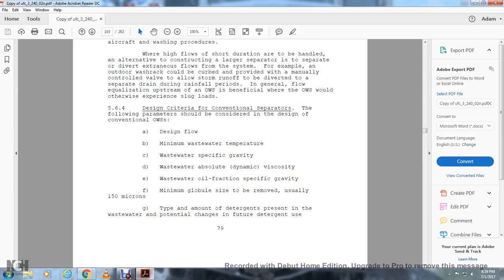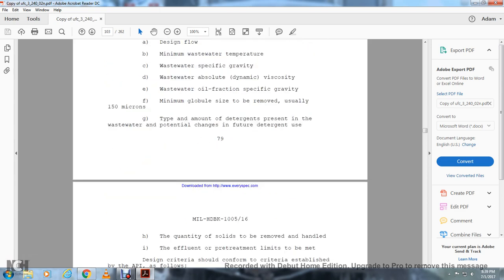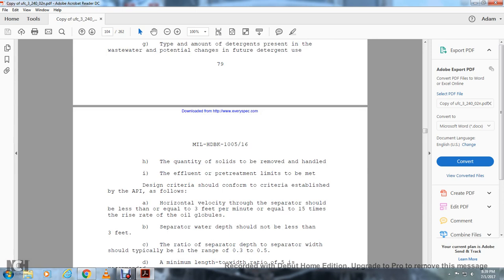564. Design criteria for the conventional separator: the following parameters should be considered in the design of the conventional oil wastewater separator. Design flow, the minimum wastewater temperature, the wastewater specific gravity, the wastewater absolute dynamic viscosity, and the wastewater oil fraction specific gravity. The minimum globule size to be removed, usually 150 microns. The type and amount of detergents present in the wastewater, and potential changes in future detergent use. The quantity of solids to be removed to handle the effluent pretreatment limits to be met.